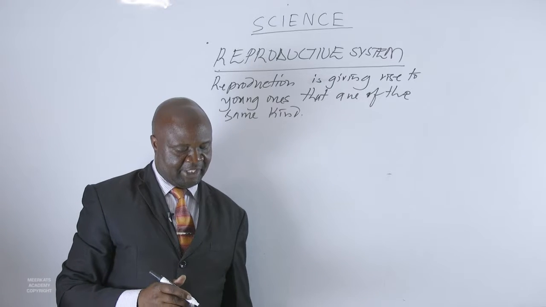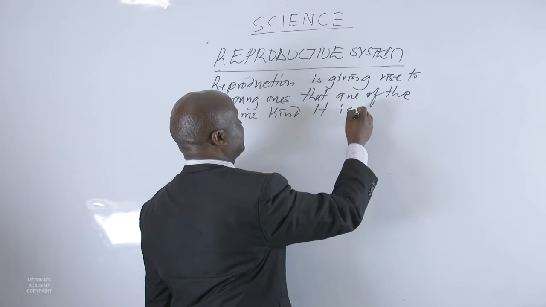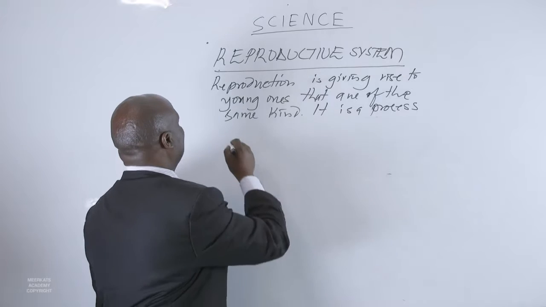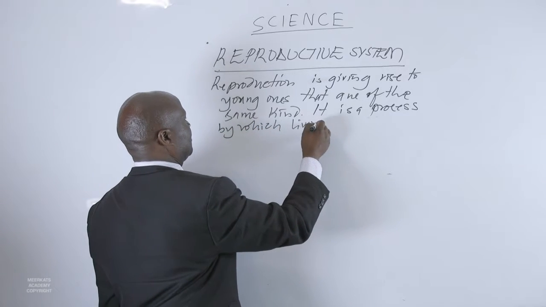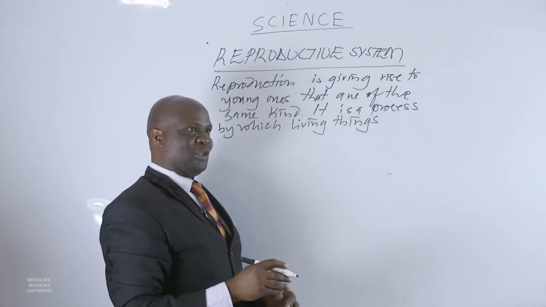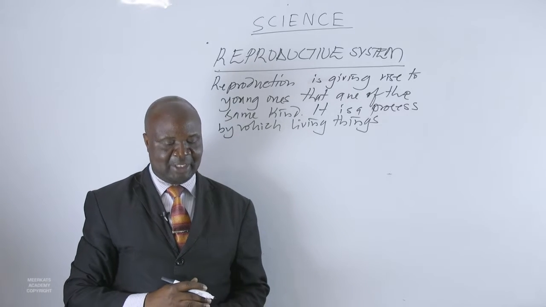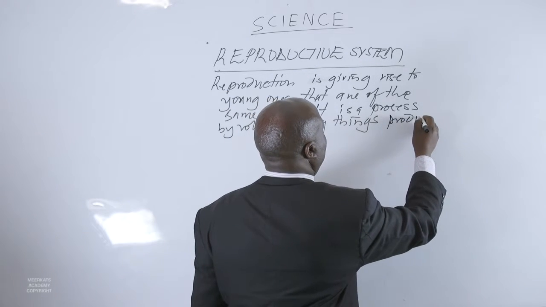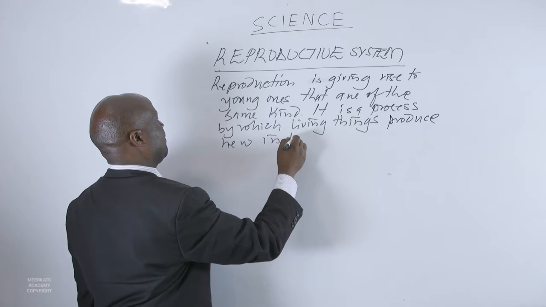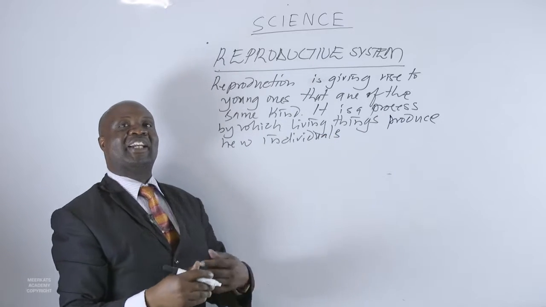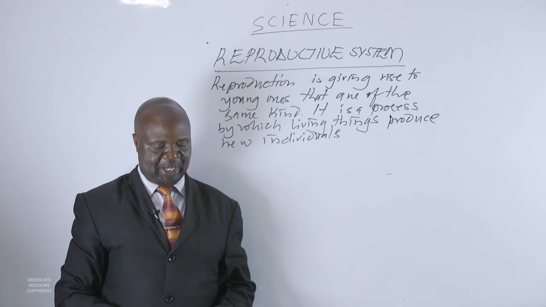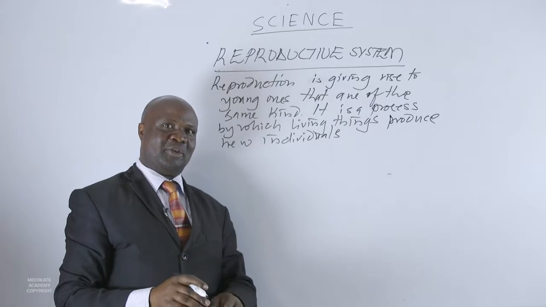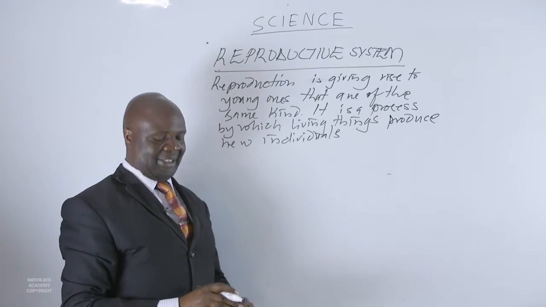It is also a process by which living things produce new individuals. We are not limiting reproduction to human beings alone, but to all living things, without caring whether these living things are animals. So it is the process by which all living things produce new individuals. If trees are giving rise to other trees, small offspring, then we say that is reproduction. Reproduction is a process by which living things produce new individuals of the same kind, not of a different kind, but of a similar kind. When that happens, we say, yes, it is reproduction.